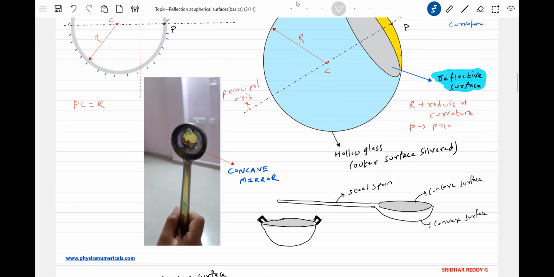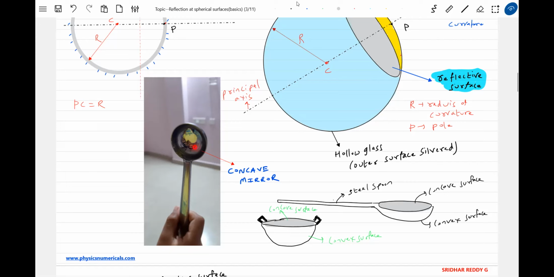So many examples are there. We just have to look at this one. So this will again be a convex surface. This is a concave surface. Got it now? So we have that one.